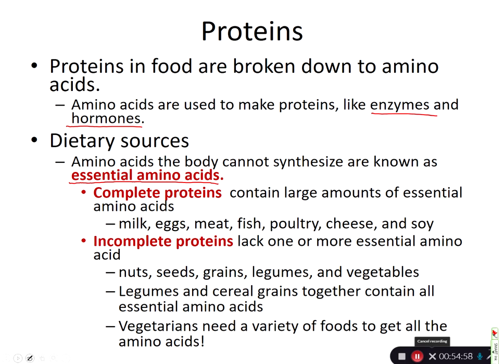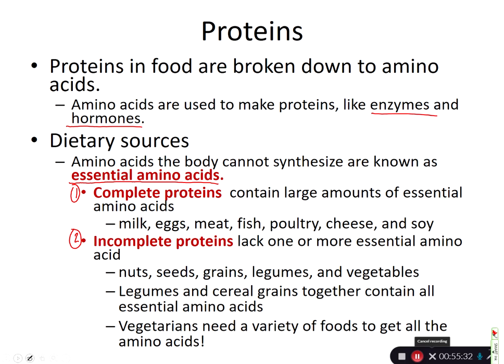Now, there's two kinds of proteins. A complete protein has large amounts of all these essential amino acids. So these are mostly going to be animal products. So meat, eggs, fish, poultry, cheese, all of these things are complete proteins. They have all of these essential amino acids in them. Incomplete proteins are mostly going to be coming from plants. So they lack one or more essential amino acid. So you can see here things like nuts and seeds and legumes and vegetables. These are not considered complete proteins.